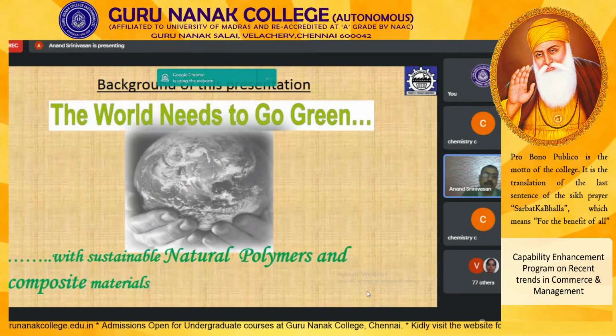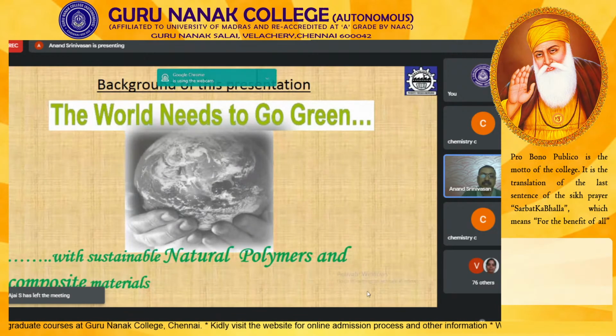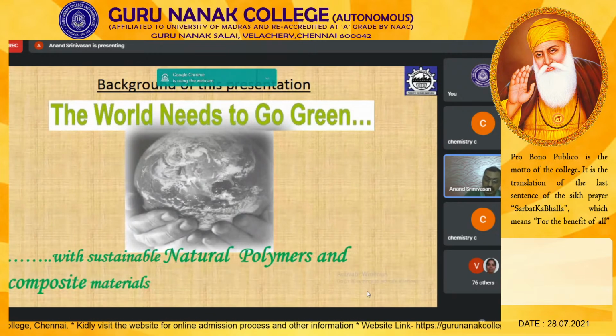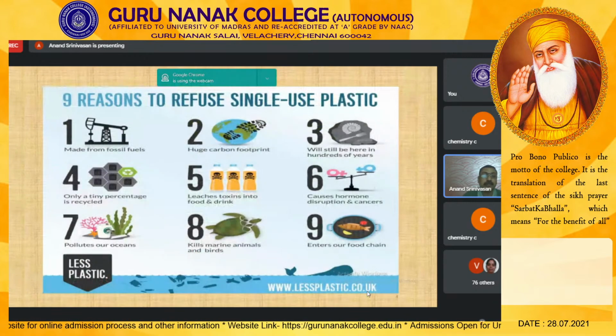So the world needs to go green with sustainable natural polymers. You know what is sustainability? Meeting the needs of the present generation without spoiling the future generation's resources. That is possible only with biopolymers. These are all the reasons why we need to refuse single-use plastic. Synthetic plastic is made from fossil fuels, which will last for only 30 years, and has a huge carbon footprint.